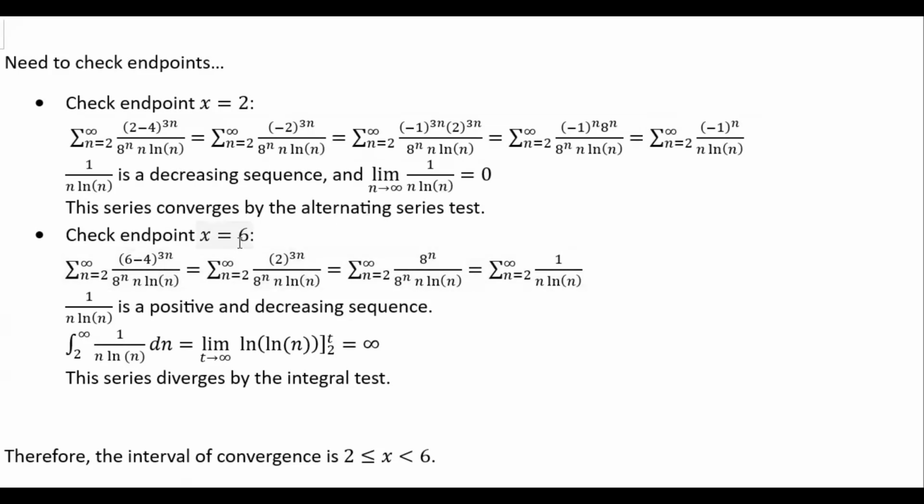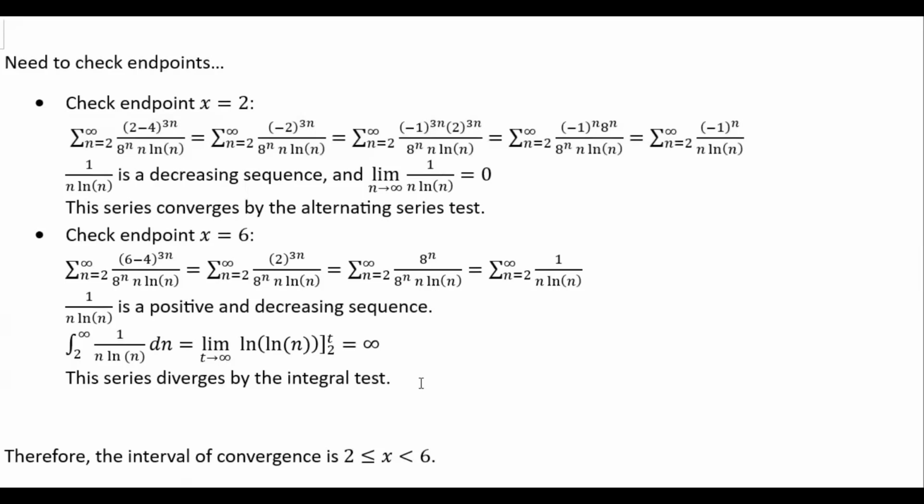It's a decreasing sequence, and the limit is 0, so it converges by the alternating series test. Check the other endpoint, x is equal to 6, go through the algebra, and it simplifies to 1 over n ln n. We can use the integral test to determine the convergence of this, okay? It's a positive and decreasing sequence. I didn't show the work for that, but at the very least, you should state it, okay? That's the condition to use the integral test. And we do the improper integral, it's infinite, so it diverges by the integral test.